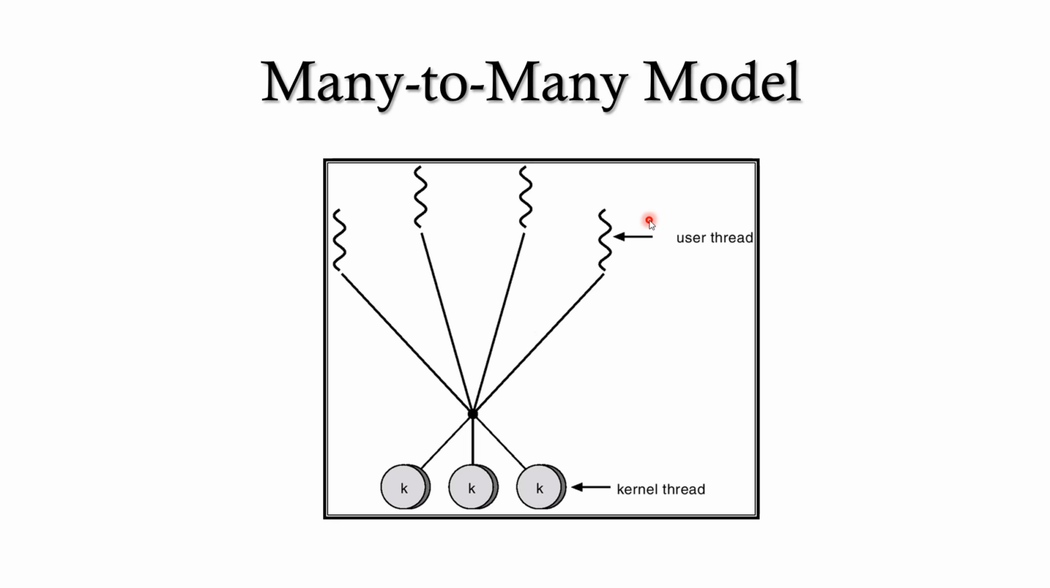The developer can create as many user threads as necessary, and the corresponding kernel threads can run in parallel on a multiprocessor. Also, when a thread performs a blocking system call, the kernel can schedule another thread for execution. That is the advantage of the many to many model.